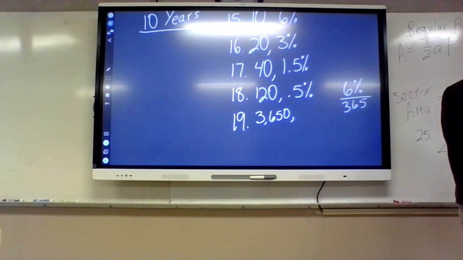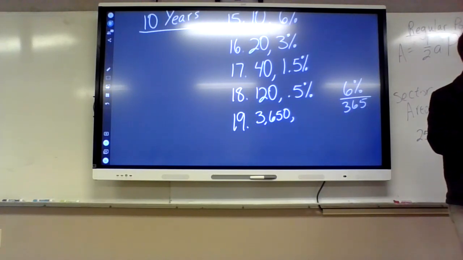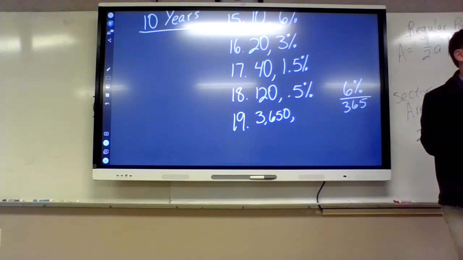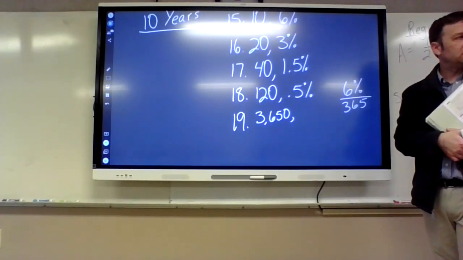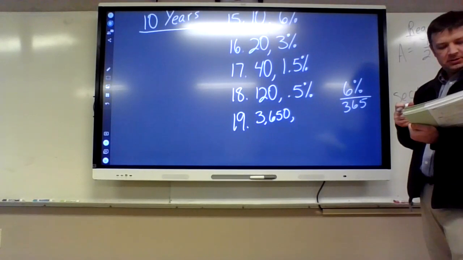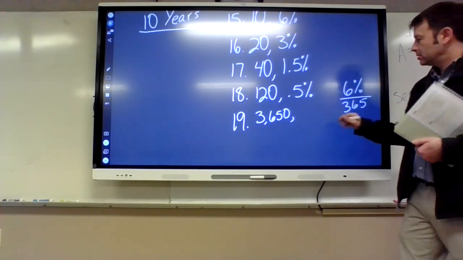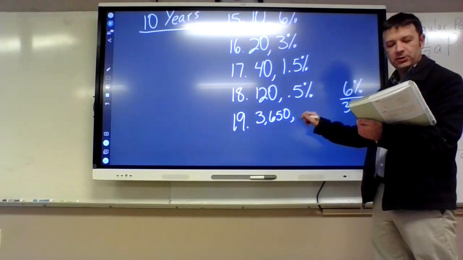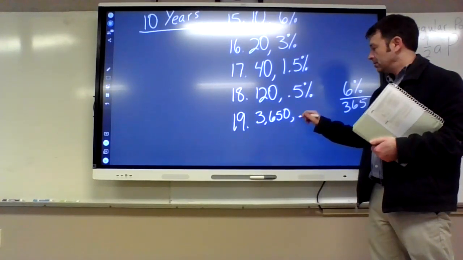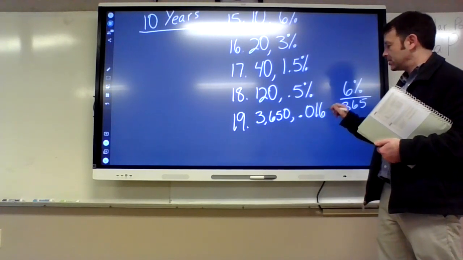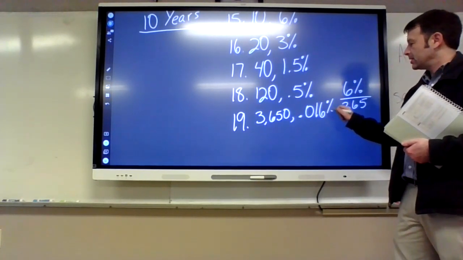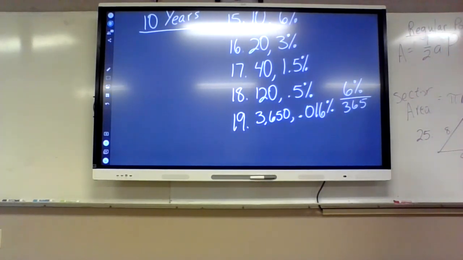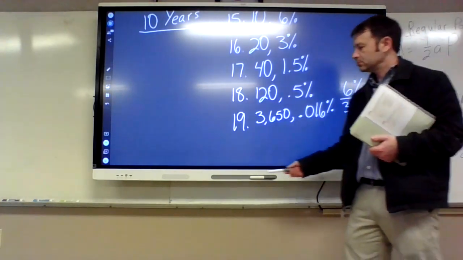So 0.06 divided by 365 is 0.00164338. Yeah, that's right. 0.016 is what you should have got. That's rounded off a little bit, but you kind of have to. That would be a very small amount, but you have to make a lot of payments.